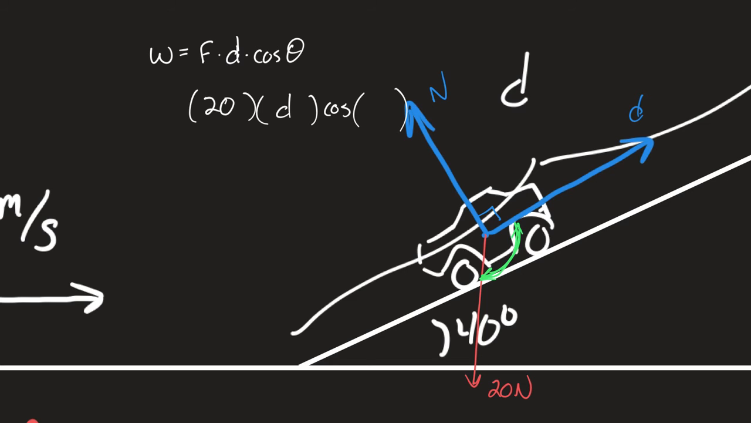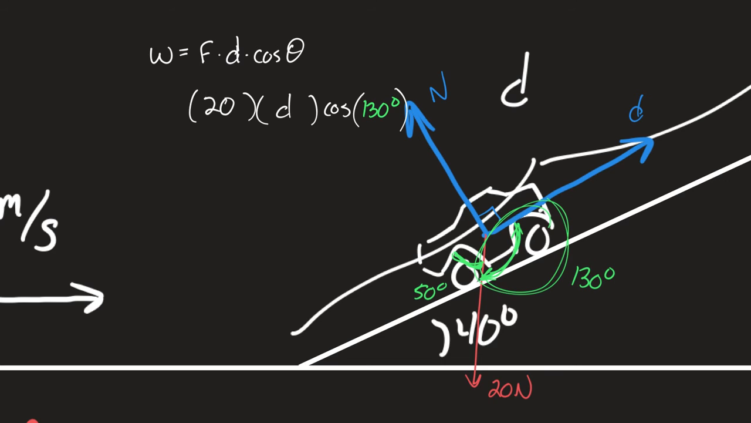Now, I need to figure out what that angle is. I don't know that one. I know this one, though. Right? Based on the triangle, that one's got to be 50 degrees. That suggests that this one is 130 degrees. I'm going to use that for the work done by gravity as the car goes up the ramp.